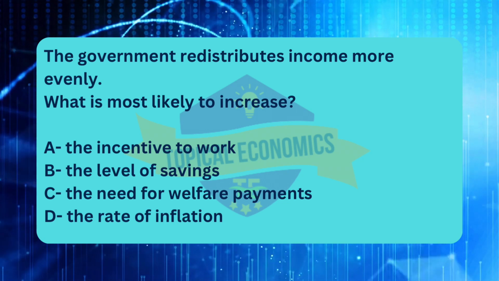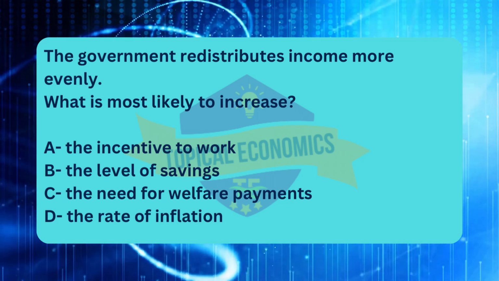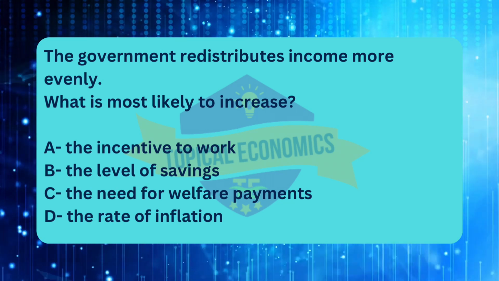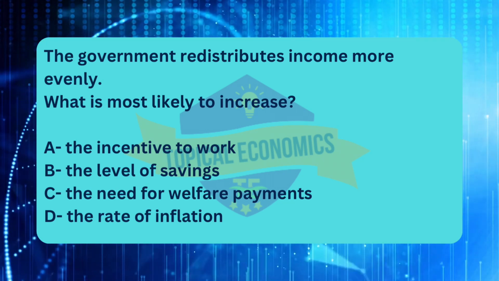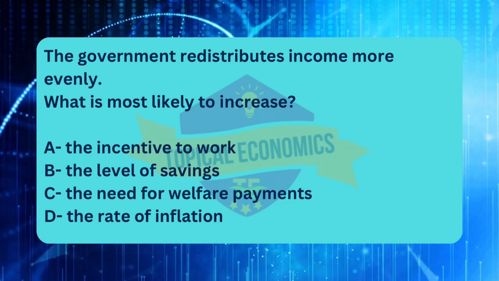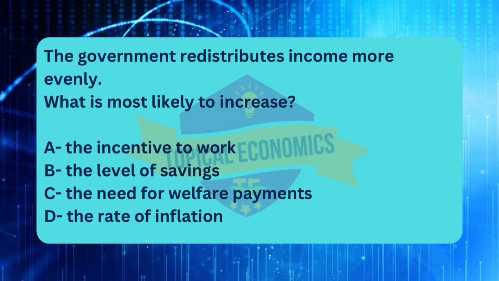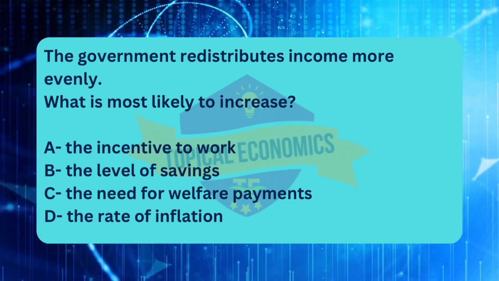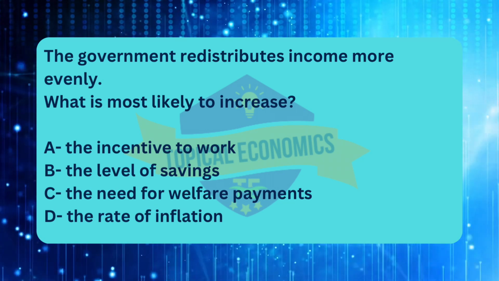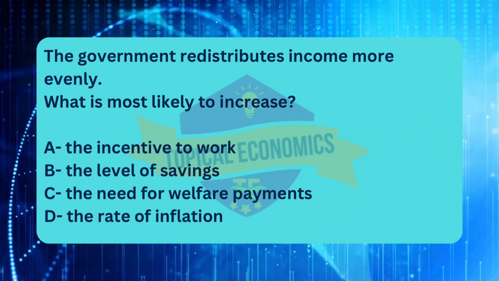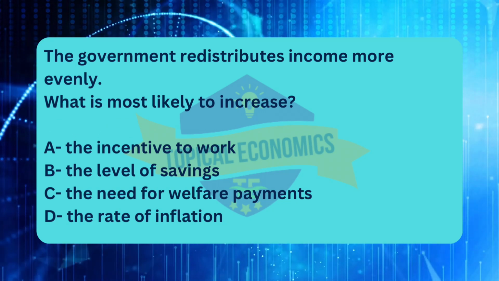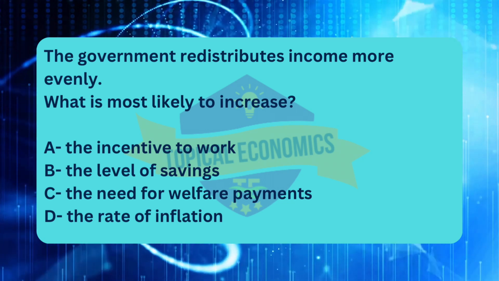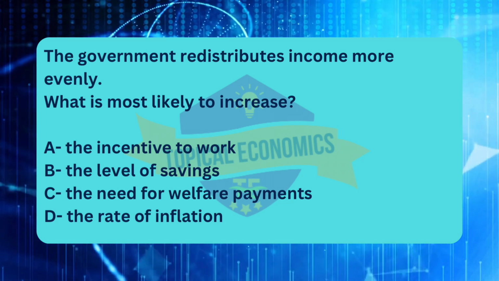When the government redistributes income more evenly, it typically involves policies like progressive taxation or direct transfers to lower-income households. These measures are often aimed at reducing income inequality and providing financial support to those in need. As a result, the redistribution is intended to reduce the need for additional welfare payments. However, this redistribution may reflect existing welfare needs or reduce the gap between rich and poor, potentially reducing the overall reliance on welfare. Analyzing the other options. Option A. The incentive to work.